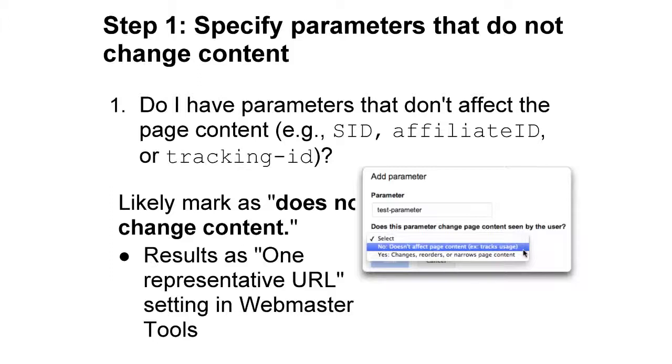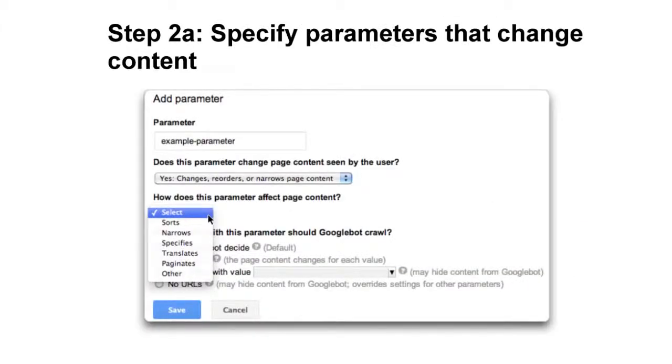Once step 1 is completed for all of the parameters that don't actually change page content, then let's move on to step 2, which comes in 2 parts. The first part is to specify the parameters that change page content. So you'll select, yes, this changes, reorders, or narrows page content. And then you can have a type of page content effect, whether that sorts, narrows, specifies, etc. And we'll cover more of this in depth.